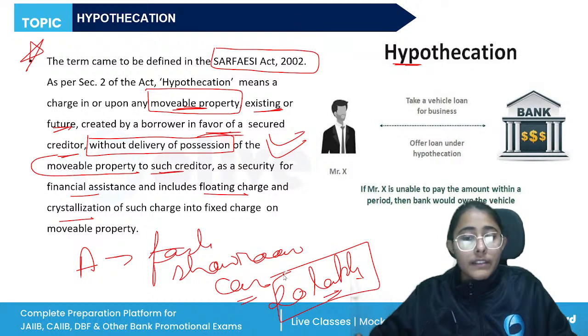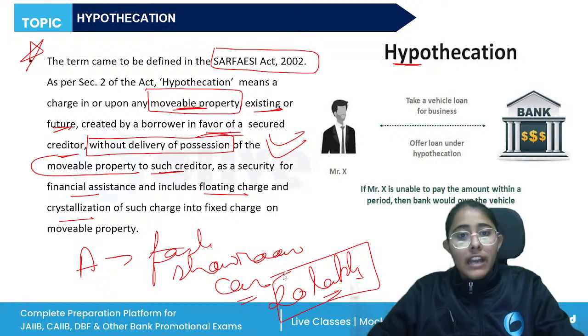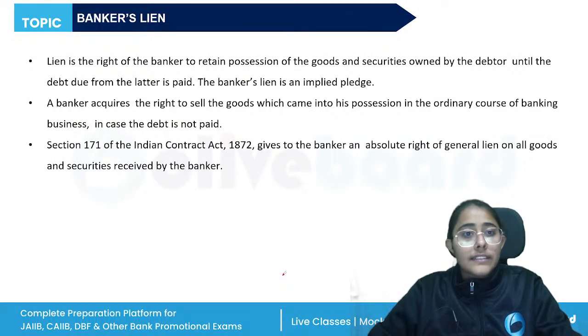For example, rice mills, oil explorers, etc. Right? And it is convenient. Then we have the banker's lien.